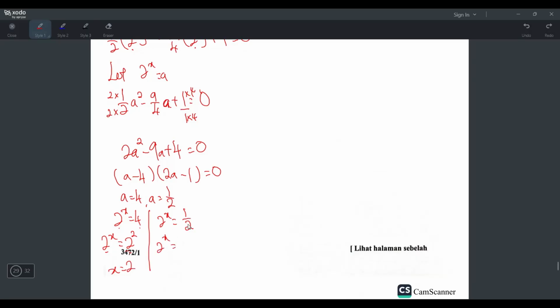2 power x equals 1 over 2. Okay, 1 over 2 is actually 2 power what? 2 power negative 1. Yeah, because 2 power 1 is 2, and then 2 power negative 1 is 1 over 2. And after you reach here, you can see both sides have the same base already, base 2, base 2.